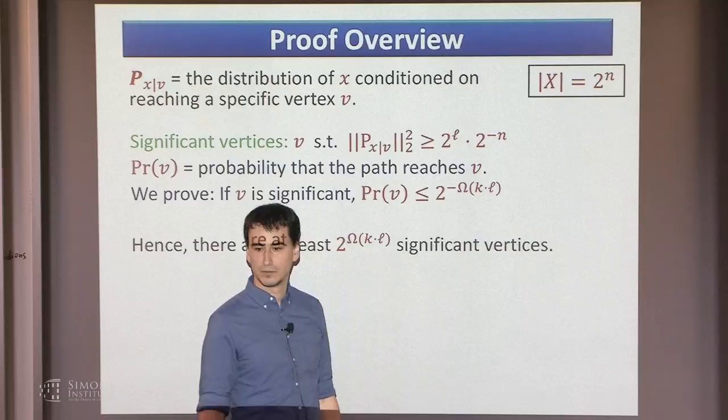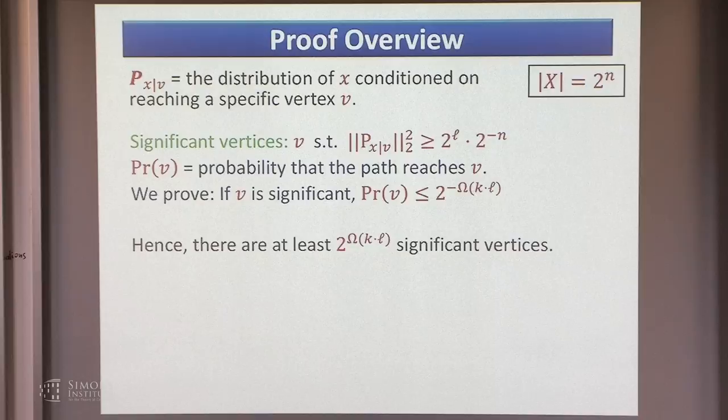Intuitively, what does it capture? It captures that we know L bits of information on X, but in the L2 norm, not in the entropy. Okay, and L2 is easier to work with in this case. And again, what we will show is that for each particular vertex, the probability of reaching this specific vertex is exponentially small in k times L, or n squared if you think of parity.